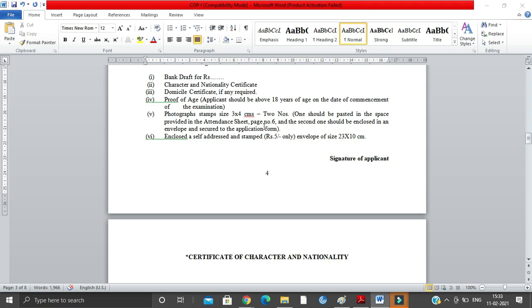You can see the size of the envelope is already given here in point 6, 23 by 10, and you have to keep that envelope open, because the same open envelope can be used if, in case you get the admit card online, they have any issue, then they can send your admit card to your address with the same envelope. So you will use the same envelope in which you will put your photograph.